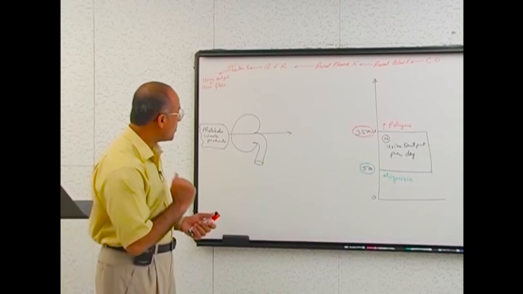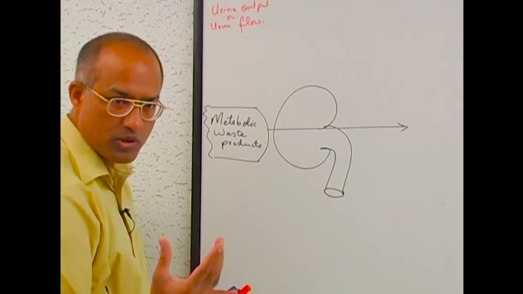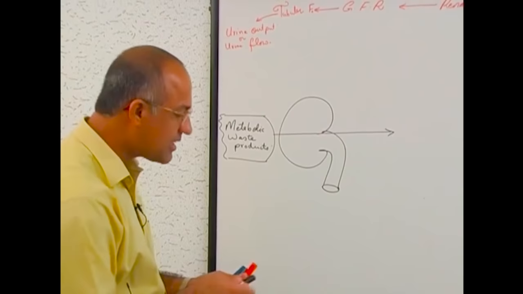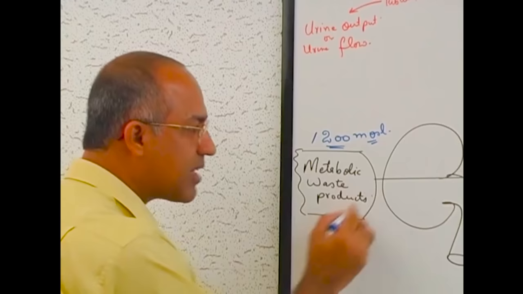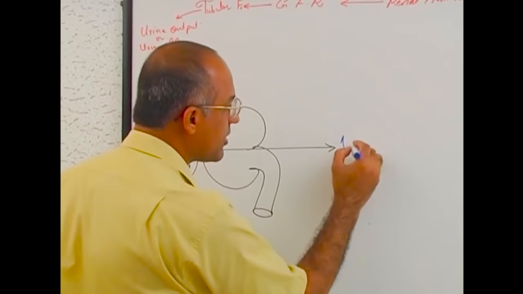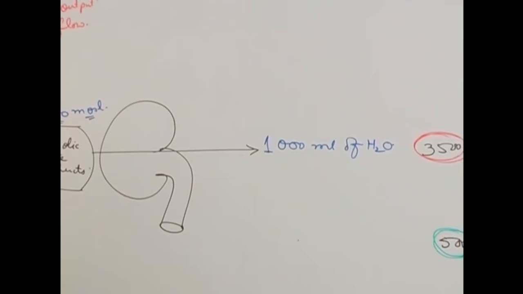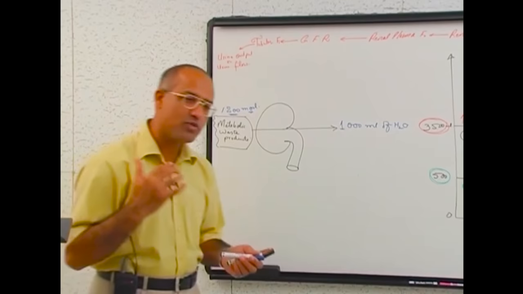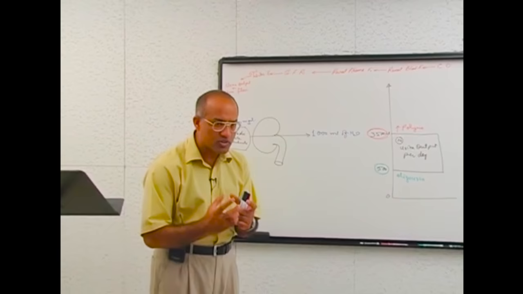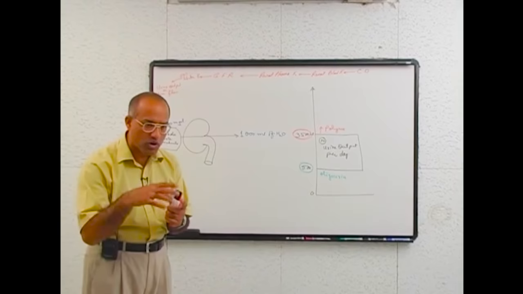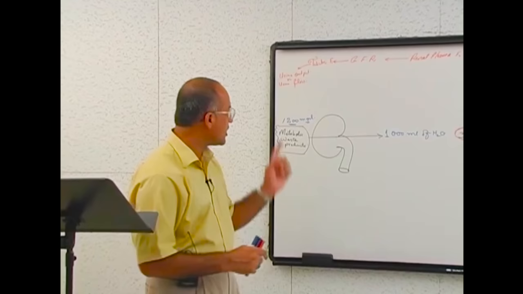Is that right? Now, the kidney has the capacity to concentrate these metabolic wastes into a volume of water. Normally, the maximum capacity of a healthy kidney is that it can concentrate 1200 millimoles of metabolic waste in 1 liter, 1000 ml, of water. If there is water deprivation in the body, the kidney will try to produce less urine, concentrating the metabolic waste into minimum volume. The normal highest capacity for concentration of the kidney is around 1200 to 1400 millimoles of metabolic waste in 1 liter of urine.